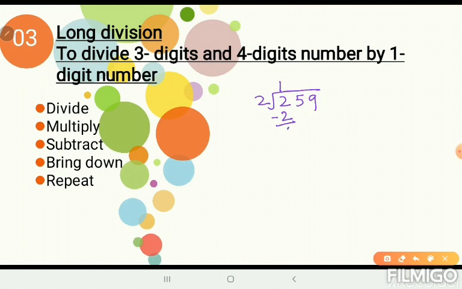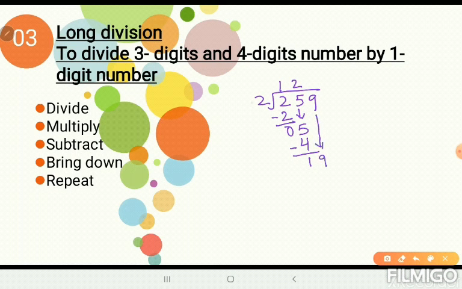2 minus 2 is 0. Then bring down. Now we are going to bring down the next number, that is 5. Now we are going to repeat. Now again in 2 table, 5 or less than 5 will be 4. So 2 twos is 4, we will write here 4. Now subtract. 5 minus 4 is 1. Now bring down the next number, that is 9.